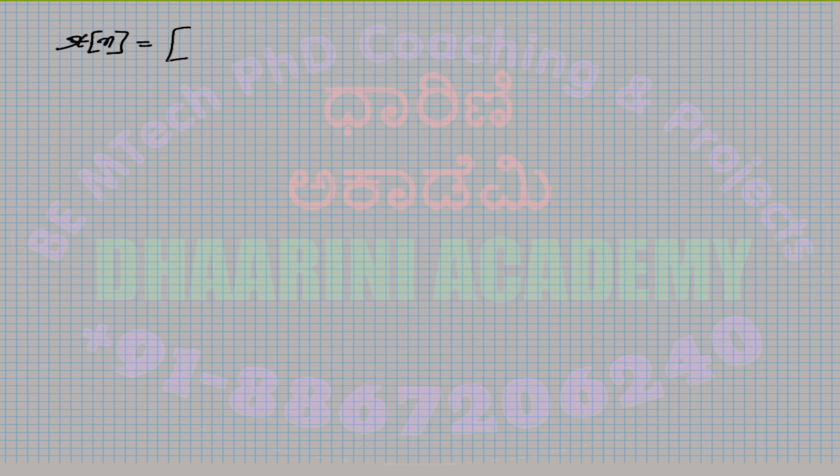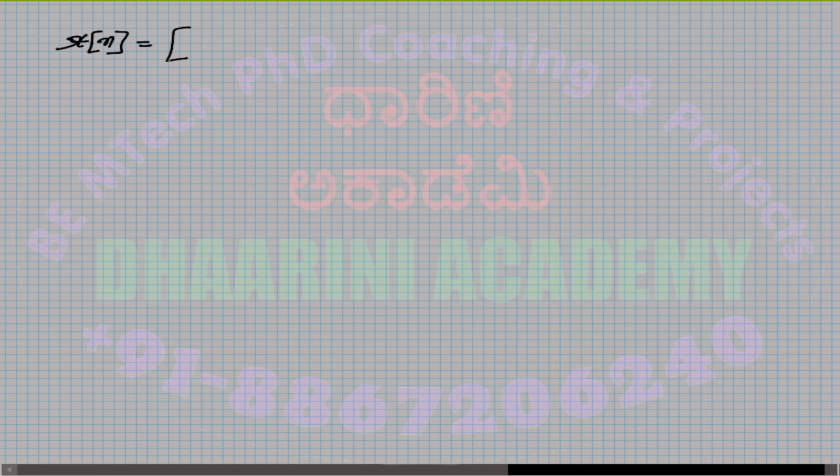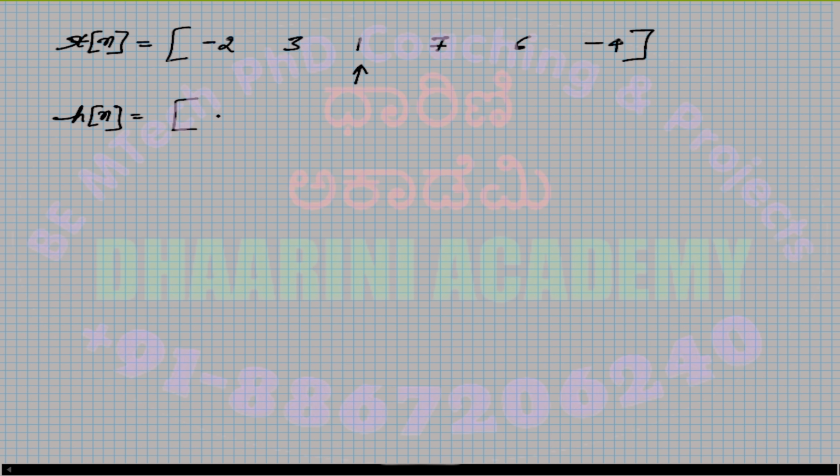Okay, this is the next question. The first sequence is -2, 3, 1, 7, 6, -4. This is the point where n equal to 0, and this is the second sequence.